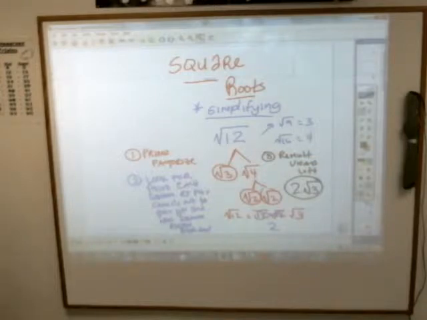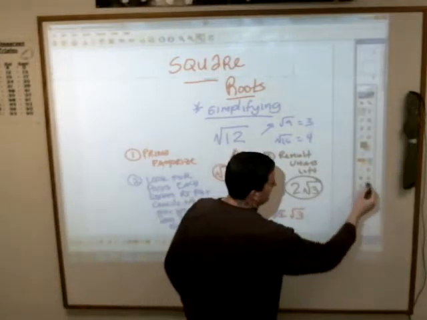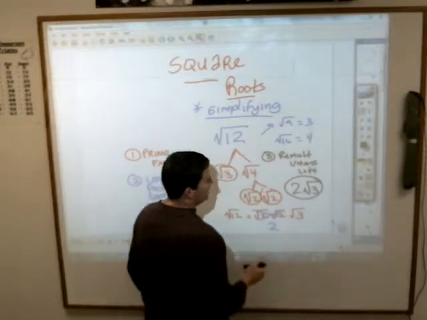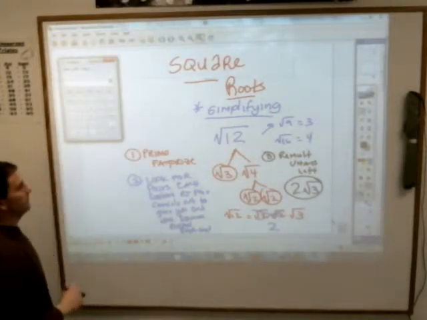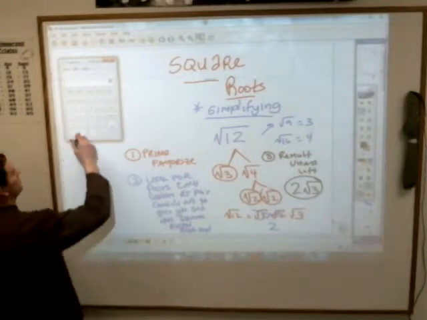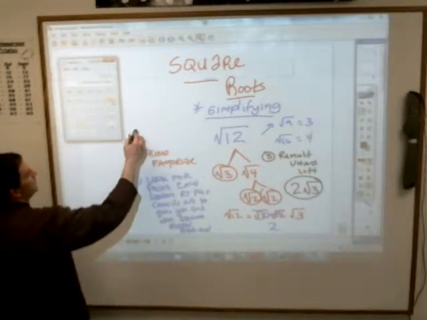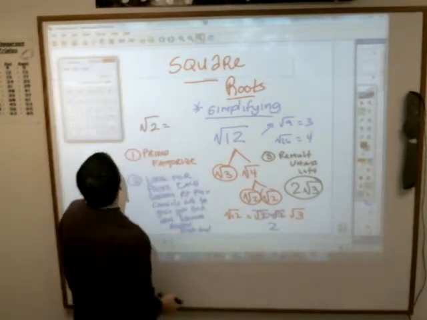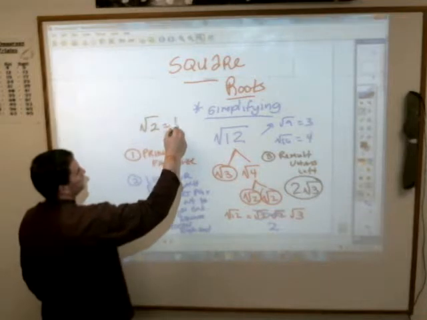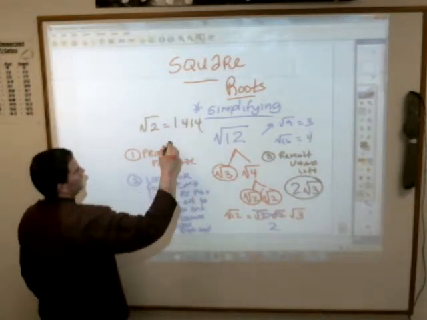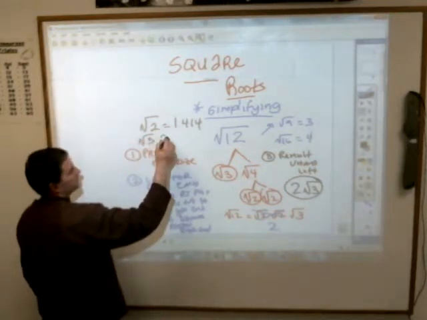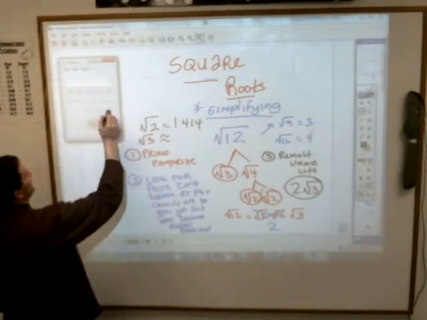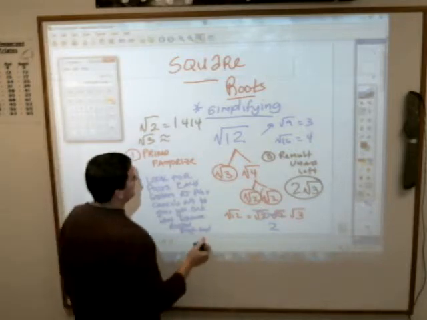Two square roots that you should have firmly in your memory are the square root of 2, which equals approximately 1.414, and the square root of 3, which is approximately 1.732.